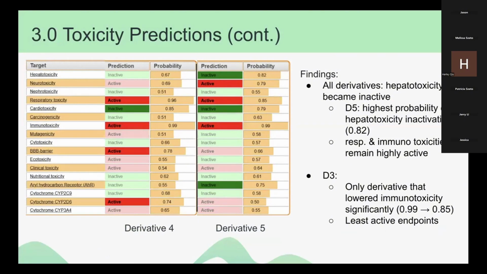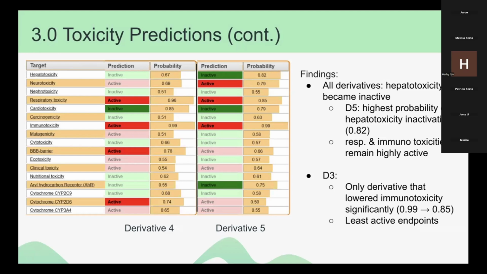Here are the results for toxicity predictions. All five derivatives reduced liver toxicity, which was my main goal of doing this research project. And D5 had the strongest prediction with an 82% chance of no liver toxicity. However, immuno and respiratory toxicities remain high for most derivatives.